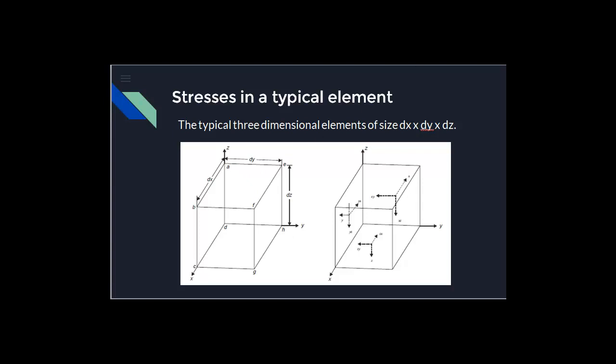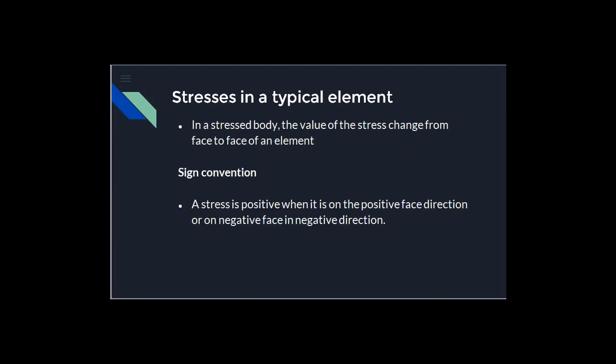The reason behind expressing the positive face and the negative face is to calculate the stresses when we apply the equilibrium condition. On all the sides of the cube, stresses will be acting on the planes with respect to the x, y and z directions. The other important point to be noted is that in a stressed body, the value of the stresses changes from face to face, from positive face to negative face. The common sign convention used in calculating the stress for a 3-dimensional element is that a stress is positive when it is on the positive face in the positive direction, or on the negative face in the negative direction.